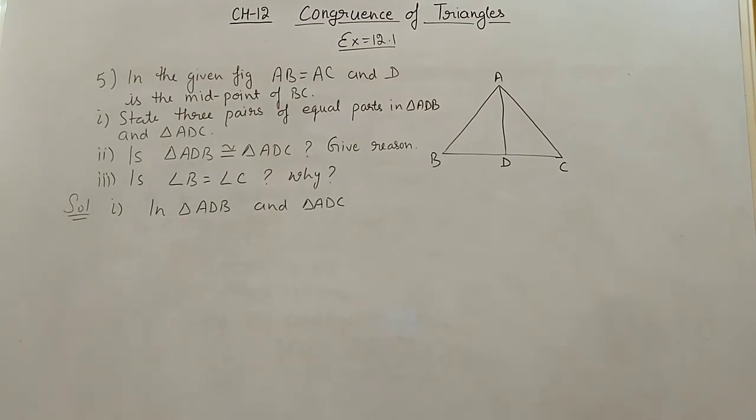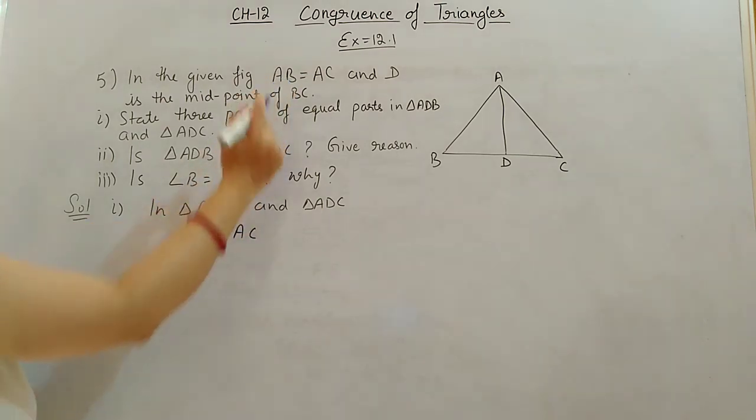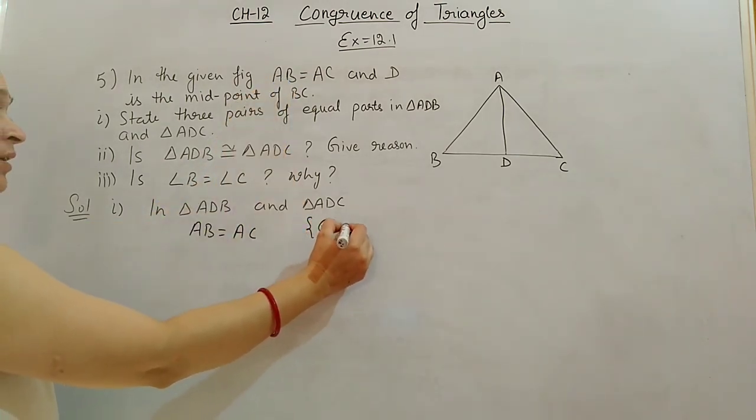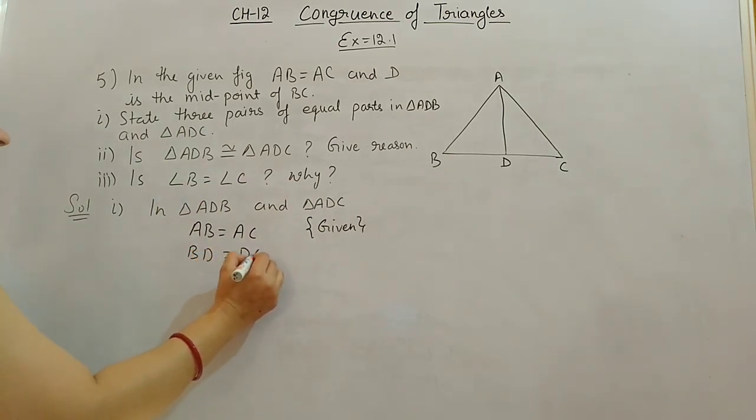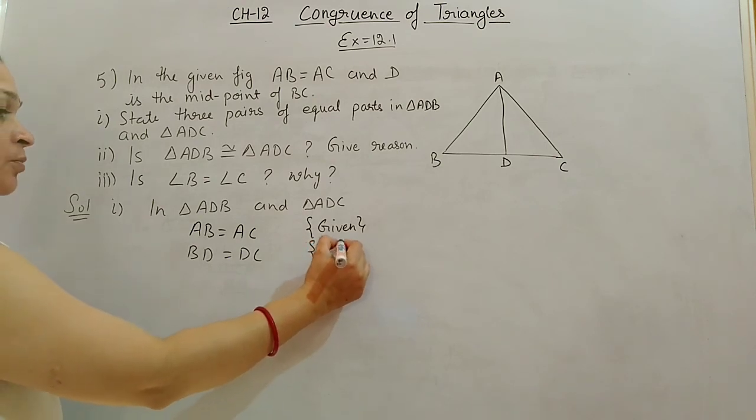Next, question number 5. In the given figure, AB is equal to AC and D is the midpoint of BC. We have to state three pairs of equal parts in this triangle, and then whether these two triangles are congruent or not, and whether angle B is equal to angle C or not. So first we will take these two triangles, triangle ADB and triangle ADC. So first we have AB is equal to AC. It is given in the question. So the reason you have to mention is, it is given. Next, BD is equal to DC. What is the reason? Because D is the midpoint of BC.